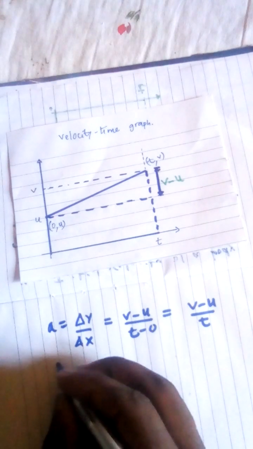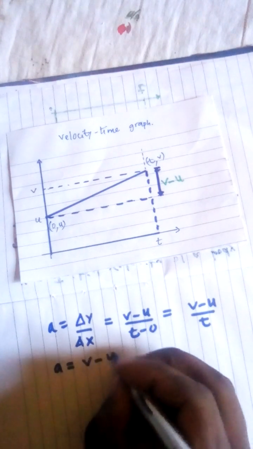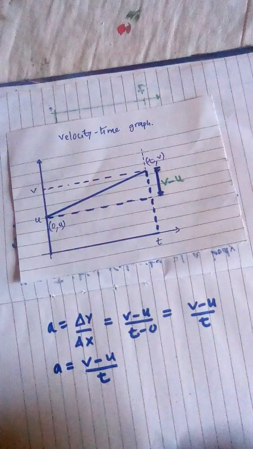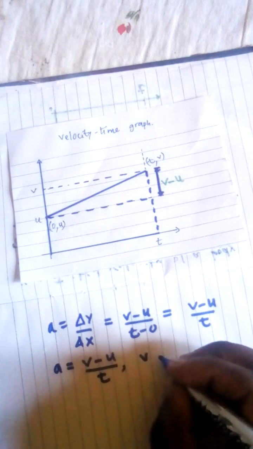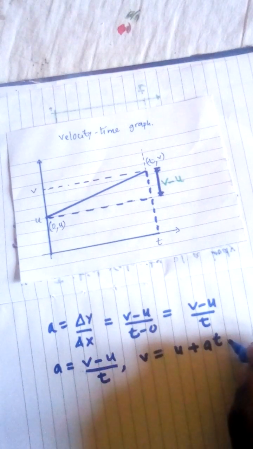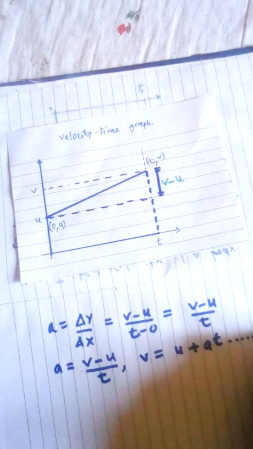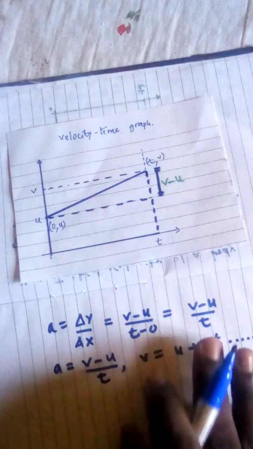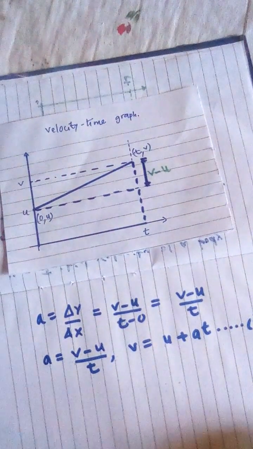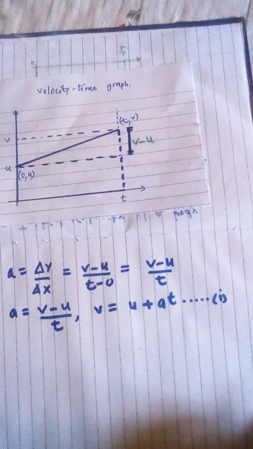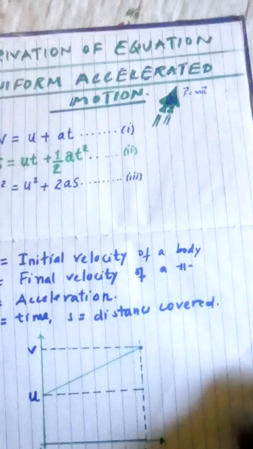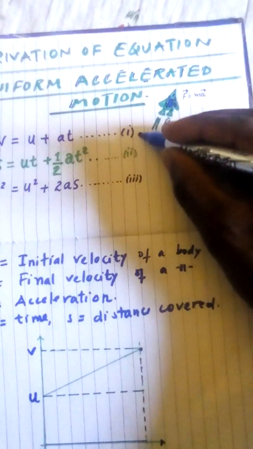So we can write a as v minus u over t, and we can go ahead and make v the subject. So v is basically u plus at. This is the first equation of motion that you already know from the general course of mechanics. So now let's go ahead and find the next equation as I've illustrated here. Basically we have found the first equation.